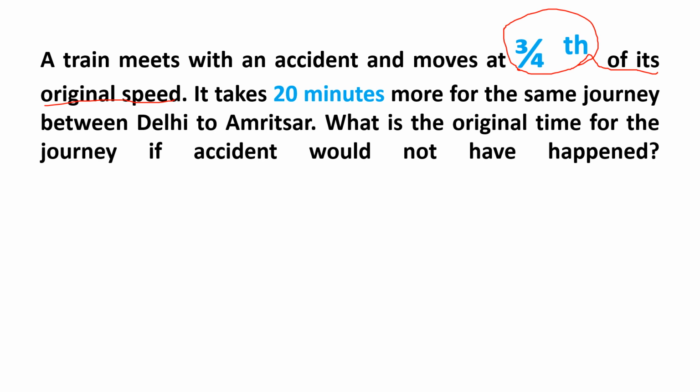If the speed of the train is S1 originally, which is equal to, let's say, x kilometer per hour, then after the accident, speed decreased and became 3/4 of original. So that is S2 became 3/4 of original kilometer per hour.